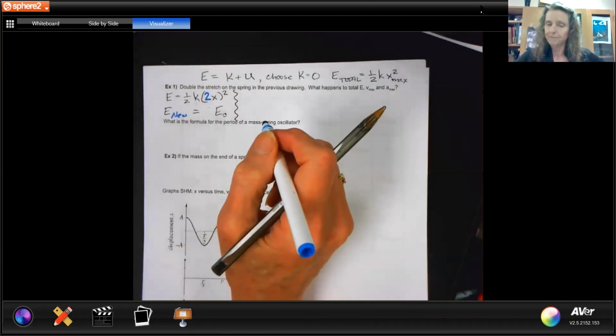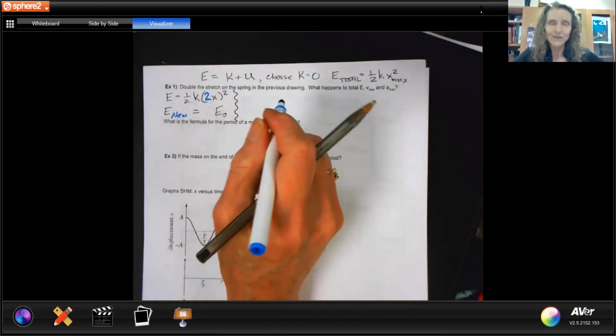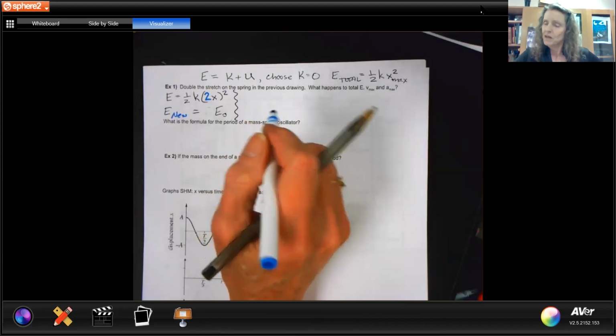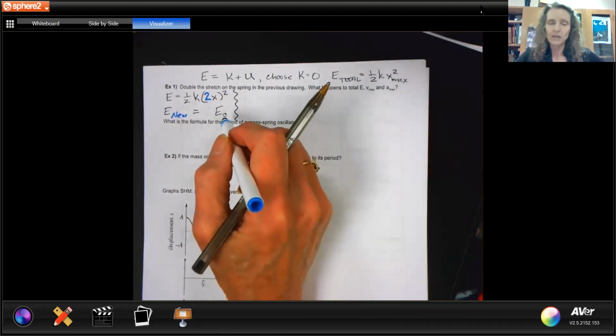I'm going to let my whiteout dry. I was already on the next part, the 1/2 mv squared part. So basically what happened is we've quadrupled the energy.